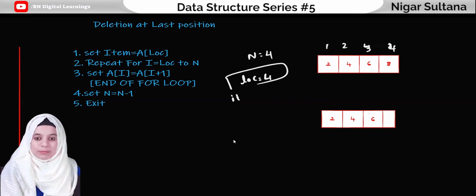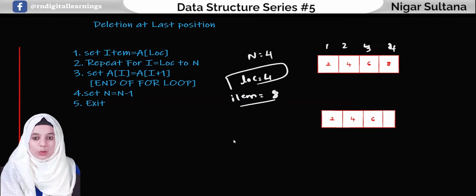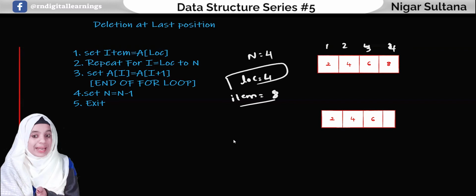Now in the item I will be giving a location, means A of 4 is holding what? 8 I have. So item is holding 8. Now what is my next step? So it's not required to move because already the location and n value is same.